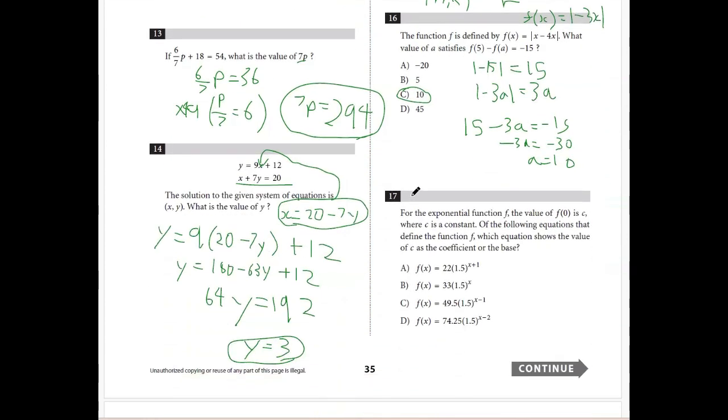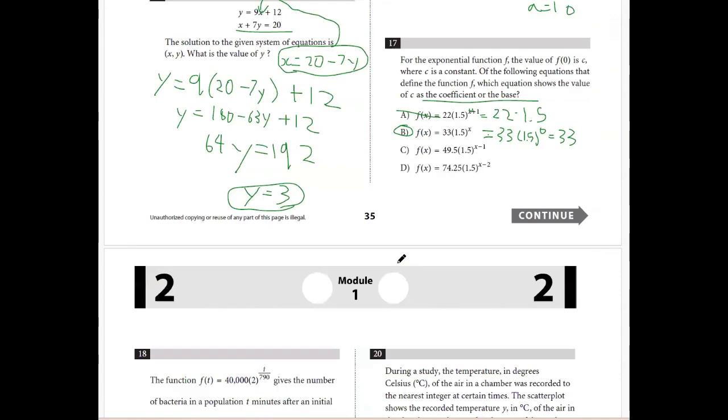Okay, 17. For the exponential function f, the value of f of 0 is c, where c is a constant. Of the following equations that define the function f, which equation shows the value of c as the coefficient of the base? So if I put 0 for x, I need to have one single constant or coefficient. If I put 0 here, I'm going to get something like 22 times 1.5. This is wrong. I want a single constant value or coefficient. Let's see B. If I put 0 here, 1.5 to the power of 0 is 1, so it becomes 33. So yeah, this is what we're looking for. So B as in boy is the correct answer choice.